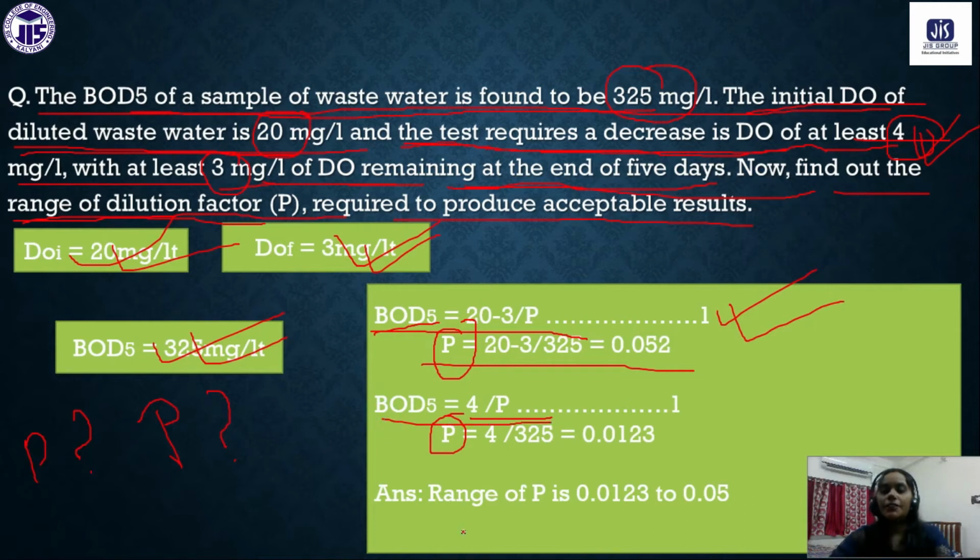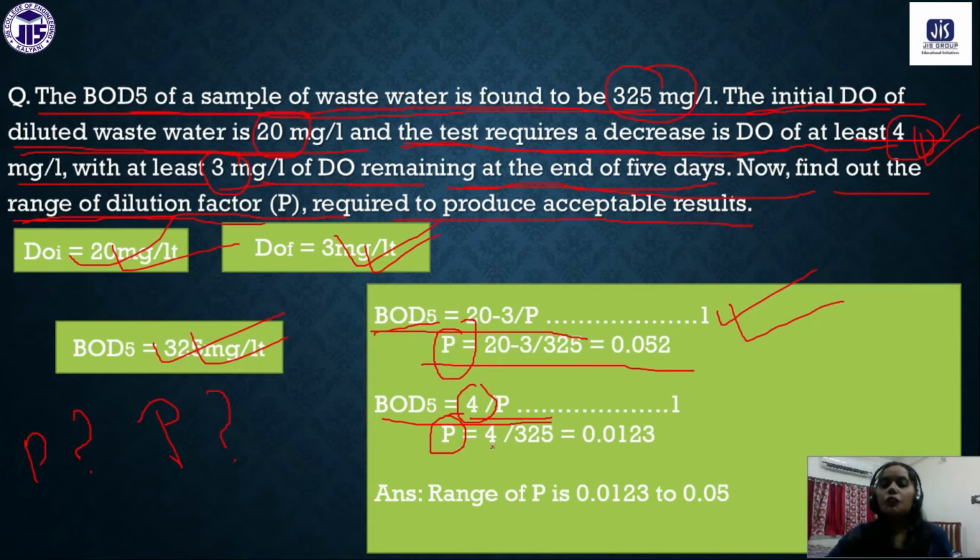Is this correct? You tell me, students. Yes, of course. Because what is 4? 4 is the decrease of dissolved oxygen. How can we get this? By initial minus final. By this subtraction, we get the value of the decrease, or drop, of dissolved oxygen. Understand? So BOD5 equals 4 by P.